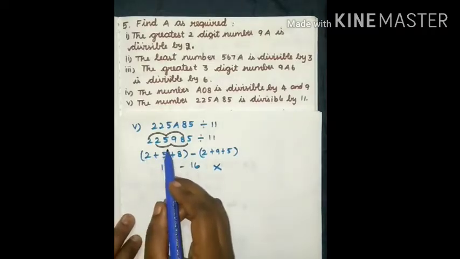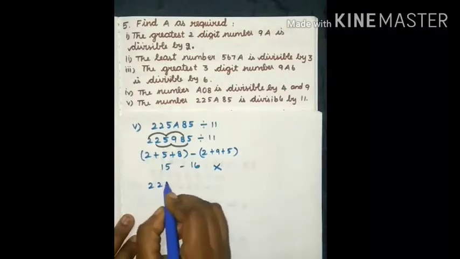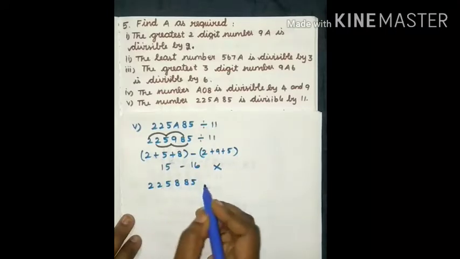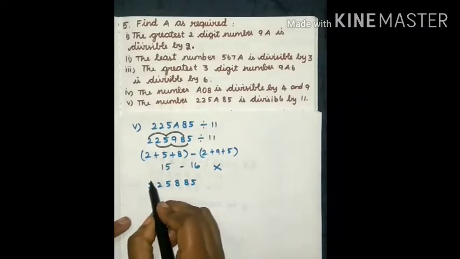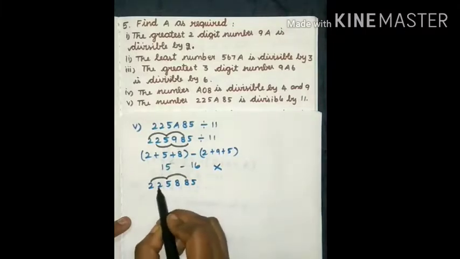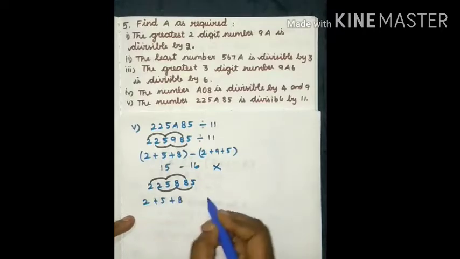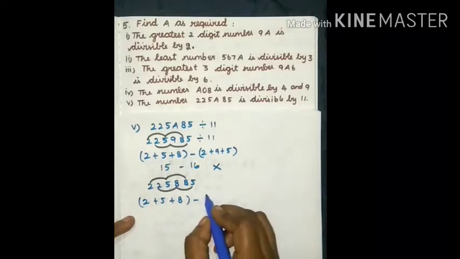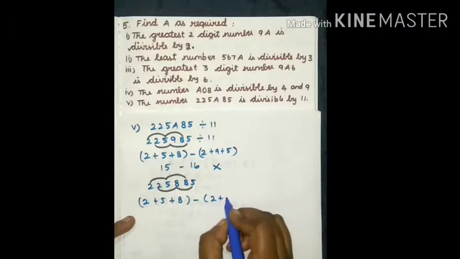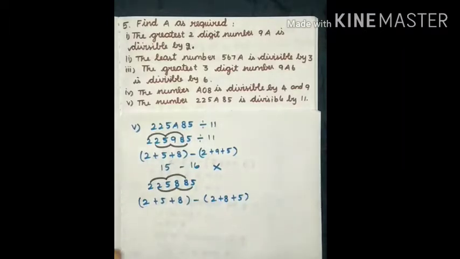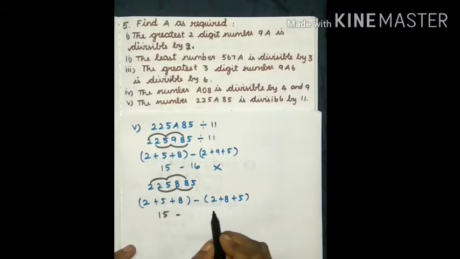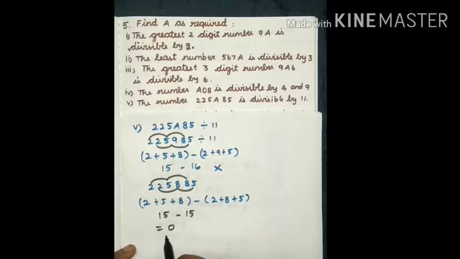Let's substitute A value as 8. 225885. Let's find the sums of alternate digits. 2 plus 5 plus 8 is 15, minus 2 plus 8 plus 5, which is 15. 15 minus 15 is 0. The answer is 0, so it is definitely divisible by 11.